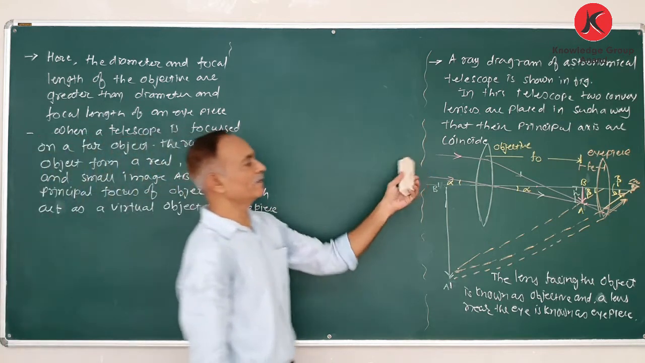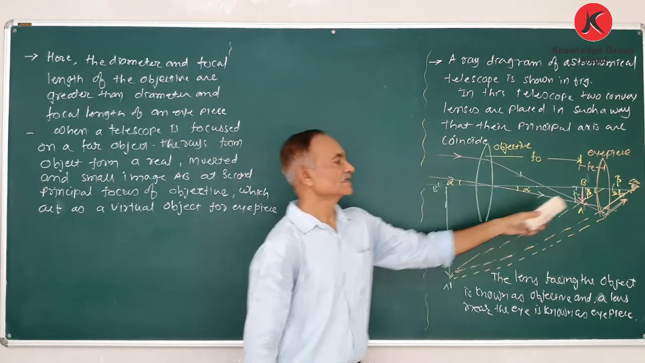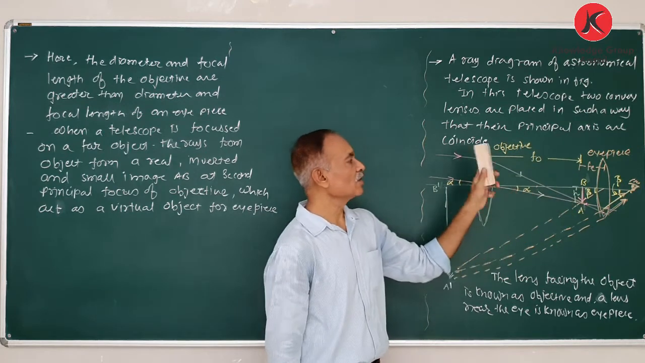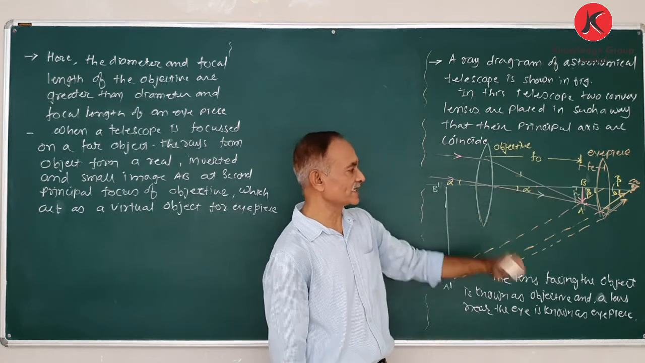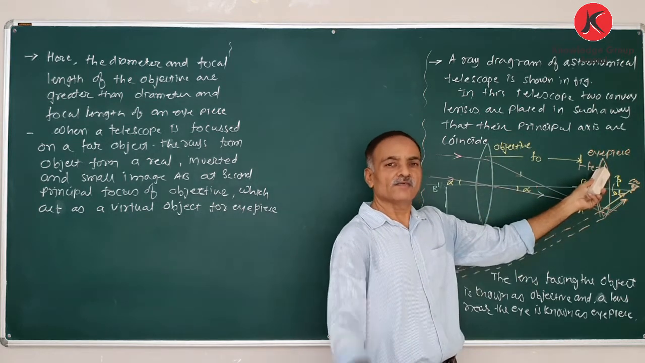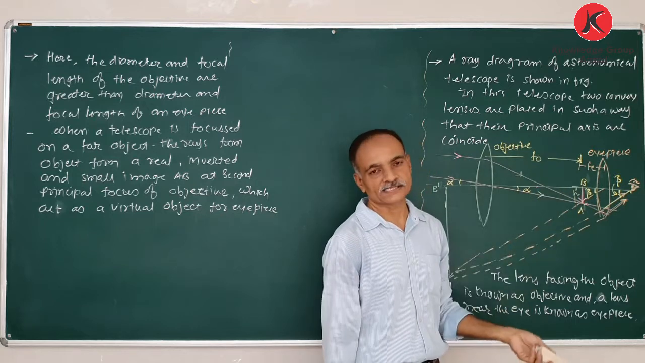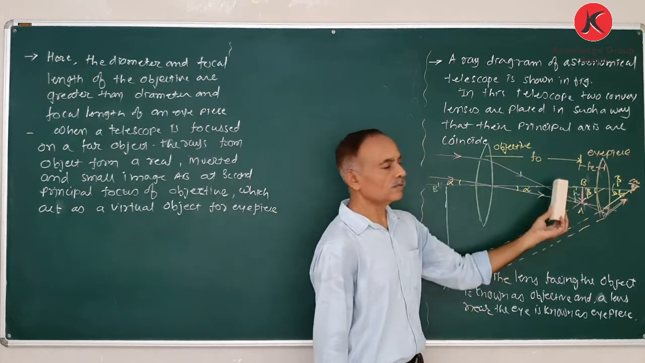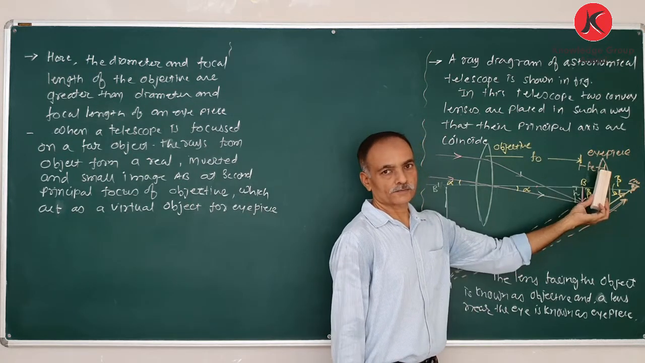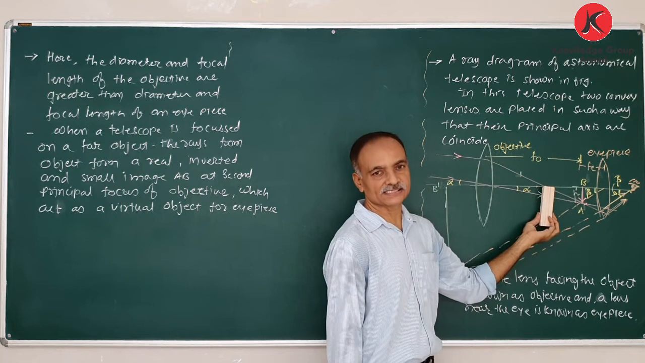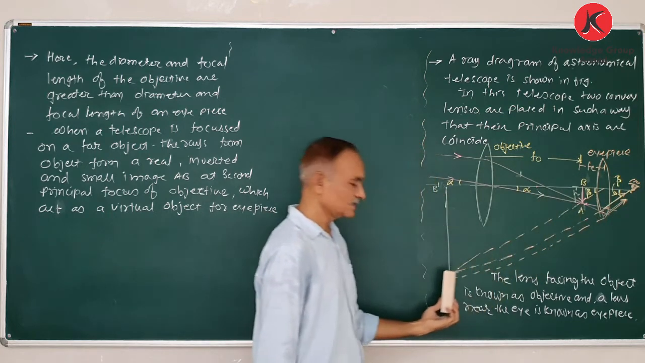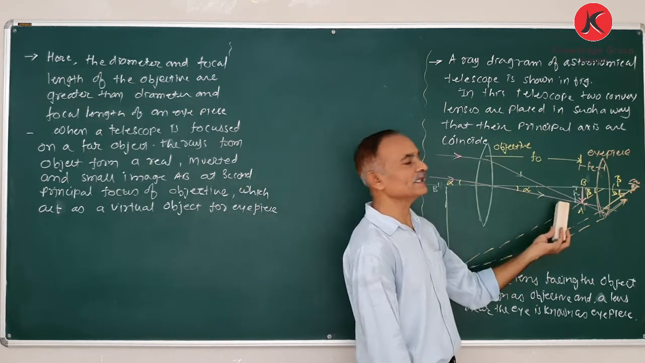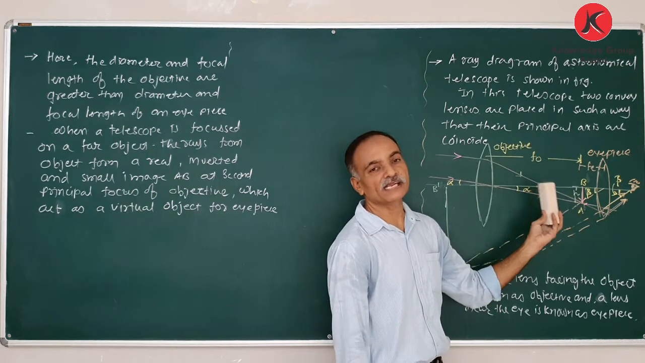Again, the rays coming from the far object form the real, inverted and also small image on the second principal focus of the objective. This image acts as a virtual object for the eyepiece. Right? Now, the eyepiece can move to and fro to get the final image at a certain distance. This final image is again inverted and also magnified.